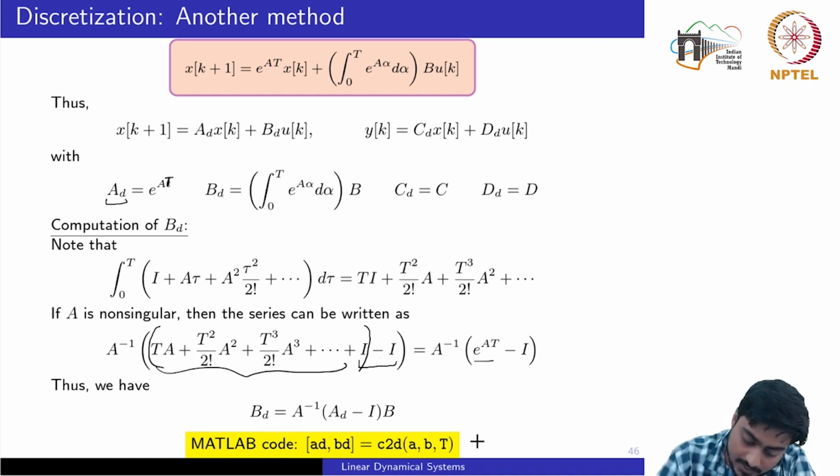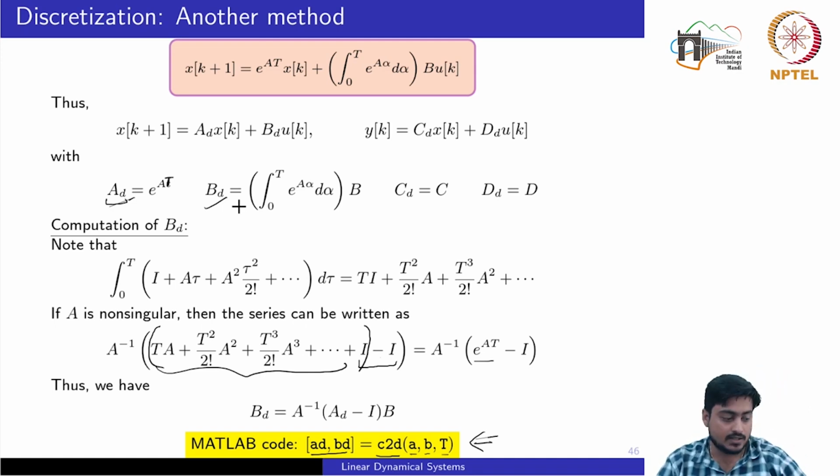The same discretization you generally see in the MATLAB function for continuous to discrete time conversion. This is the MATLAB code. You can take any A, B matrices, the continuous time matrices, given a sample time capital T. If I use this function to transform from continuous to discrete, it gives me AD and BD. If you compute for the given A, B matrices using this equation and this equation, you would get the same result. So this is the most accurate discretization.